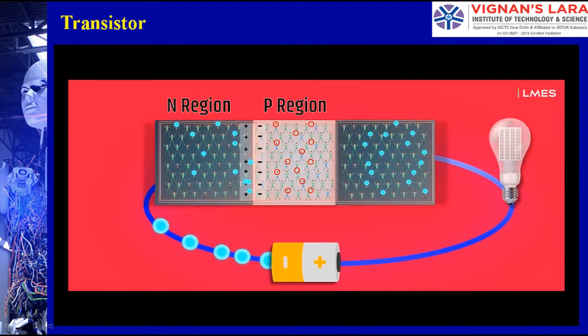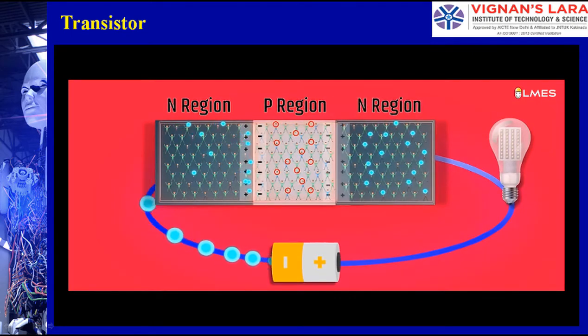To make it a switch, we should add one more negative region, but on that side one more depletion region will also form. So again electron flow will be stopped. To convert it into a switch, we should add a base circuit from the positive of the battery to the P region.